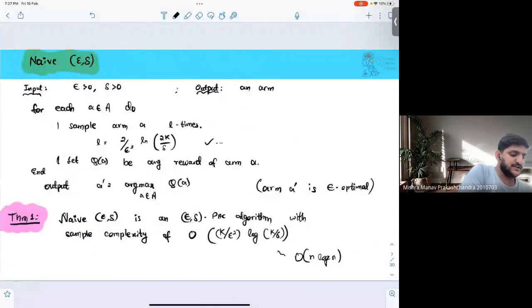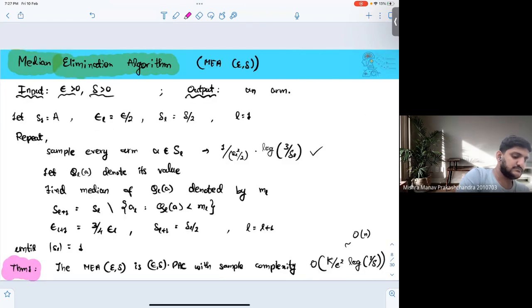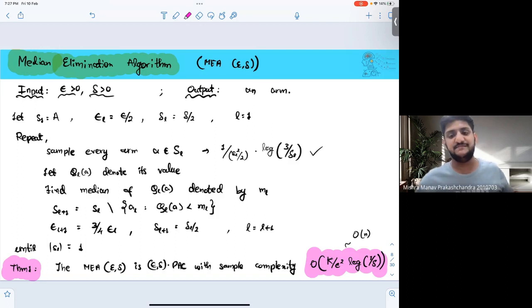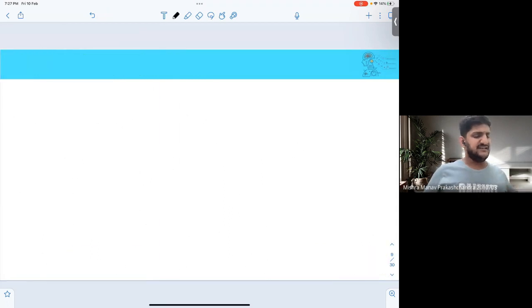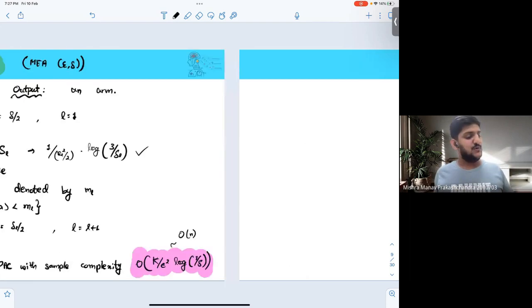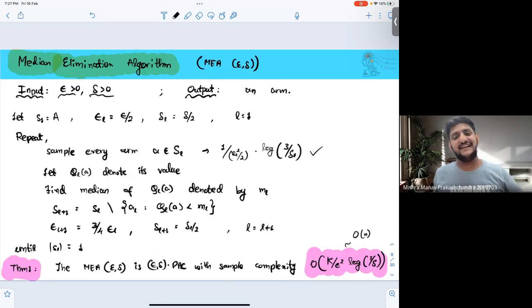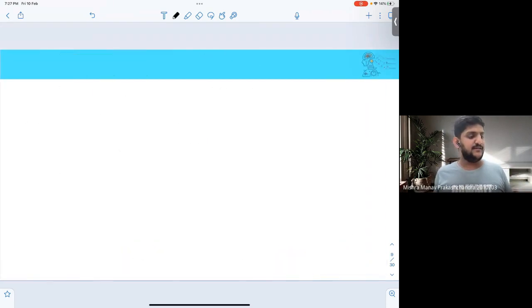Maybe I should also color this. Okay, so this was the difference between the median elimination algorithm and the naive algorithm. Again, the proof is there in the lecture as to how we exactly get this guarantee.